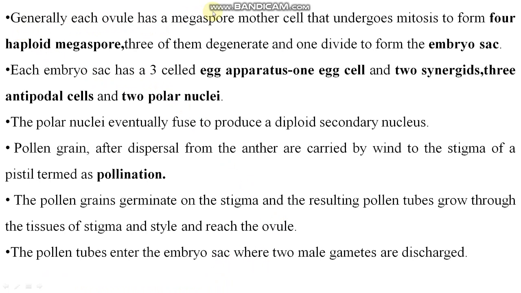Generally, each ovule has a megaspore mother cell that undergoes meiosis to form four haploid megaspores. Three of them degenerate and one divides to form the embryo sac. Right? Each embryo sac has a three-celled egg apparatus, one egg cell and two synergids, three antipodal cells, and two polar nuclei. So these are the parts of the embryo sac.